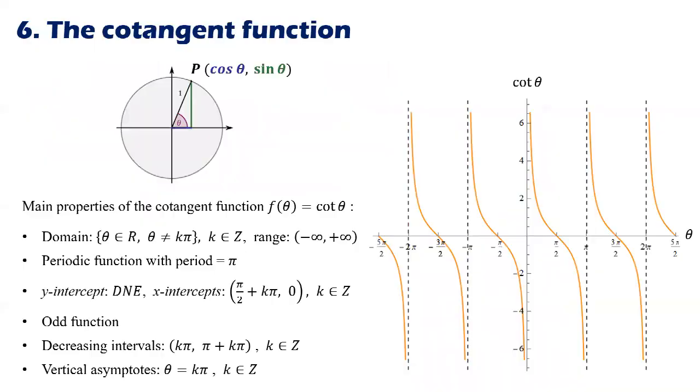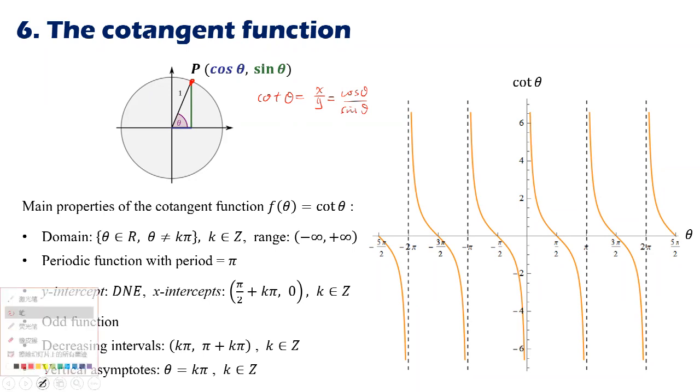All right, so let's have a look at the next function, which is the last one in this class, the cotangent function. Remember that cotangent function is defined as follows: if you have any point on the unit circle, where the unit circle intersects with the terminal side here, the cotangent is defined as x over y, right? Which is cosine theta over sine theta in this graph, right?